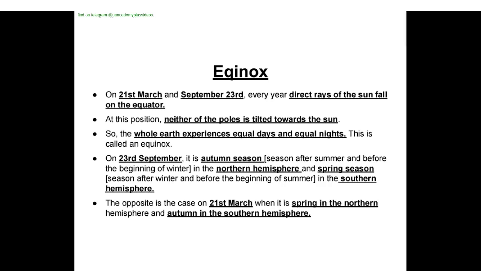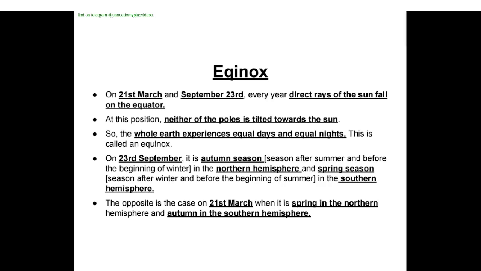Equinox. On 21st March and 23rd September every year, direct rays of the sun fall on the equator. At this position, neither of the poles is tilted towards the sun. So the whole earth experiences equal days and equal nights. This is called an equinox.